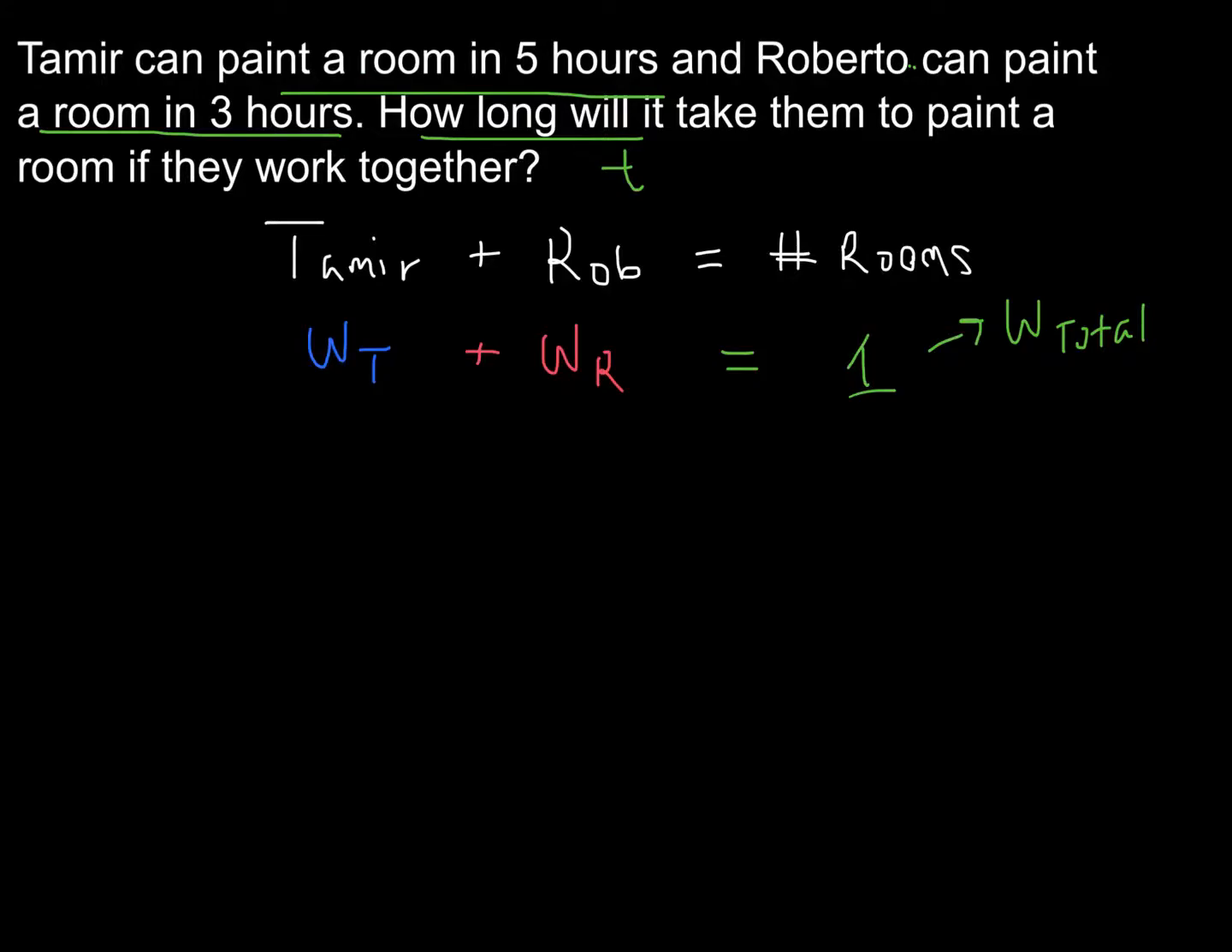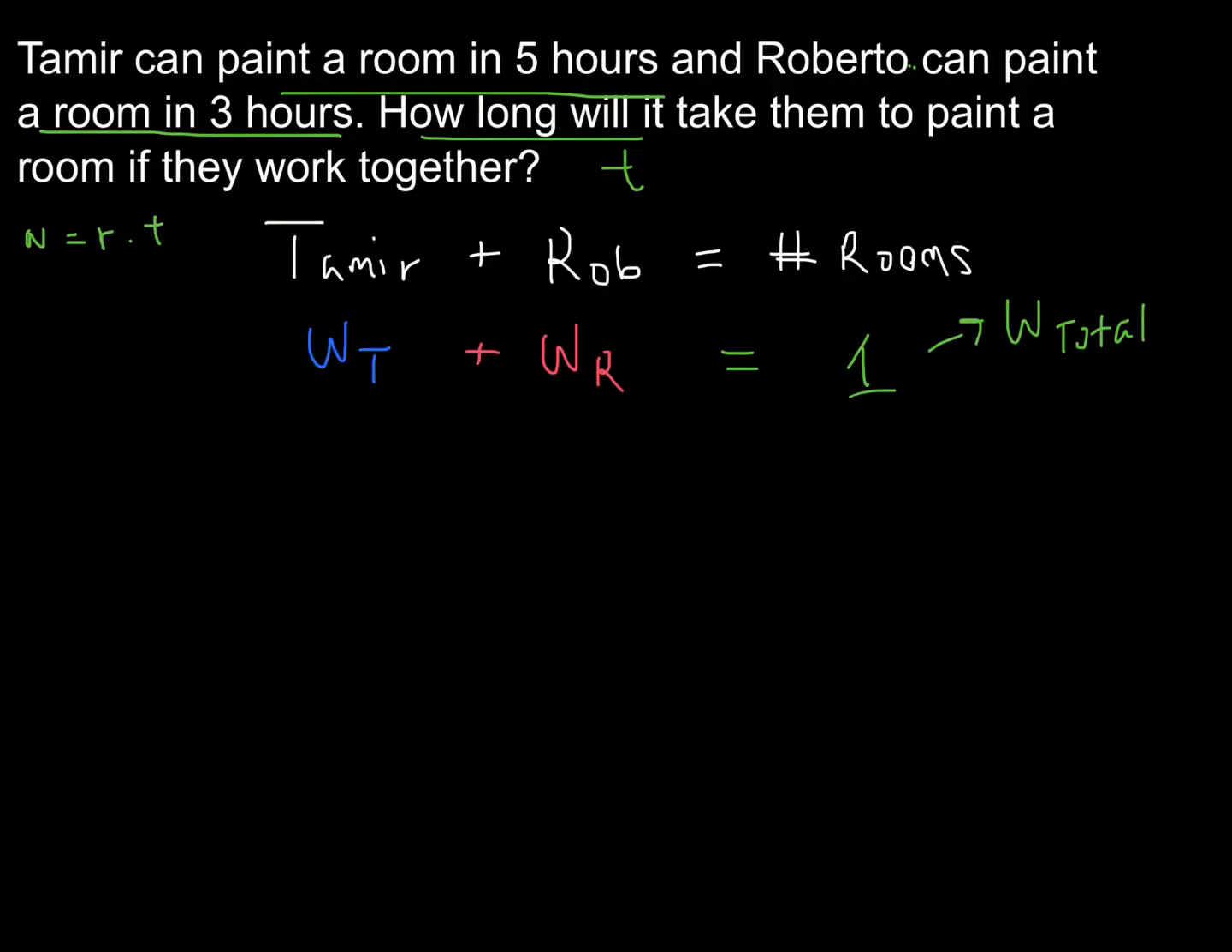So we remember that the amount of work you get done is equivalent to the rate at which you're working times the time for which you work. So the work that Tamir is going to get done is the rate at which he's working multiplied by the time that he is spending. Well, we know the time he's spending, right? That's T. That's what we're trying to figure out. And we also know that he can paint a whole room in 5 hours. So what's the rate at which he works?